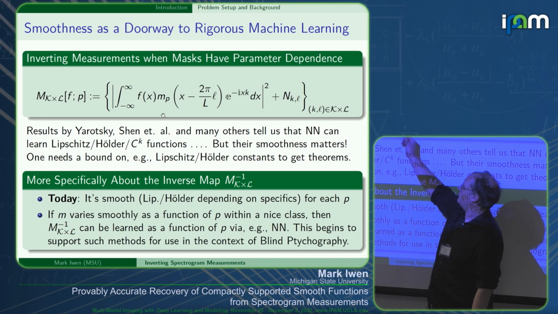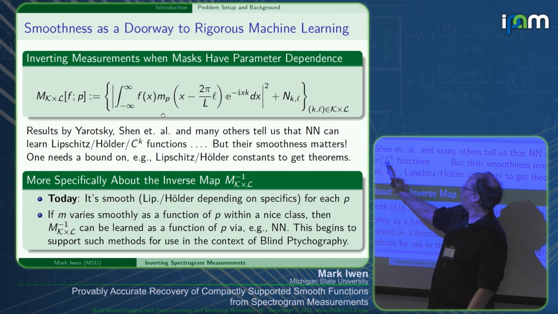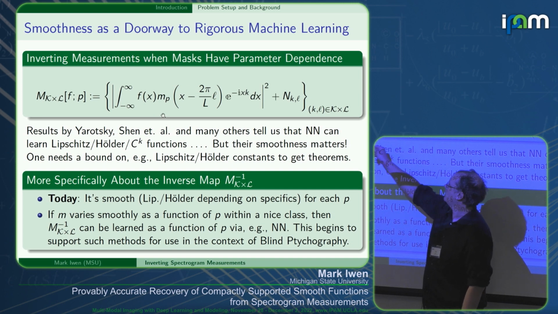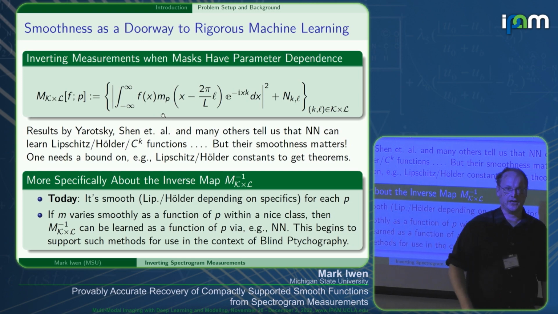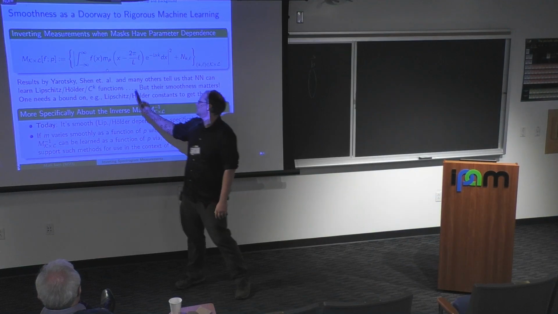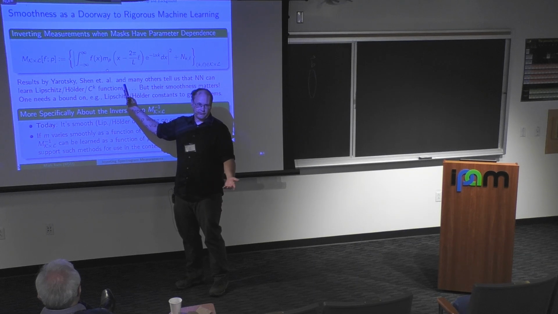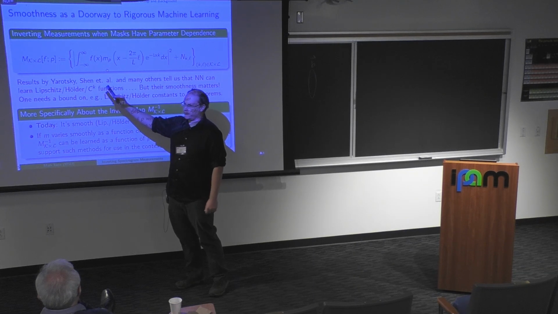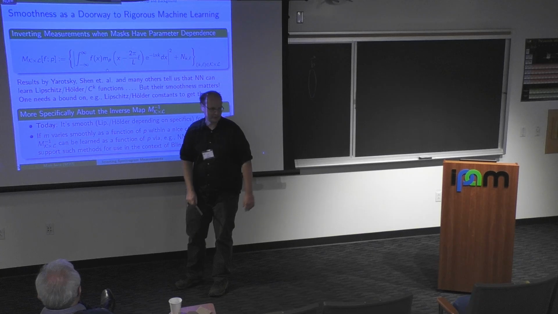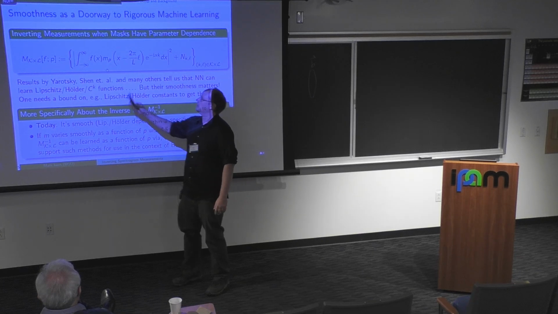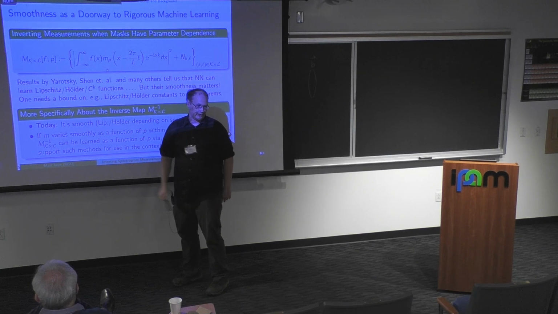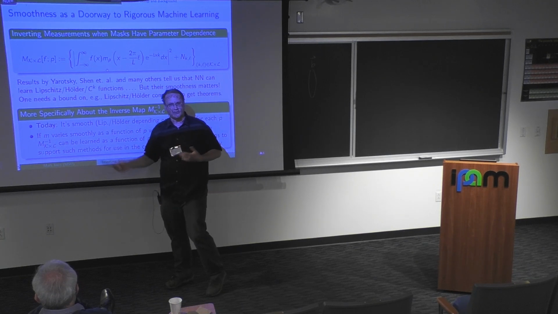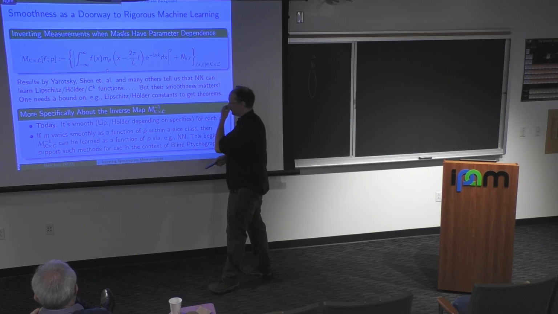And you can classify how smooth things are by saying that maybe these measurements have an inverse that has reasonable Lipschitz constants or Holder constants, something like that. Then there are approximation theoretic results for neural networks that say you can learn a function that's smooth, but it depends on how bad or how large the Lipschitz and Holder constants are, so you need to know something about that if you want to prove a theorem that's meaningful.